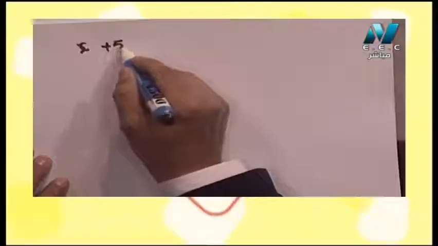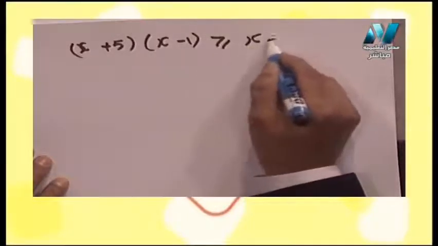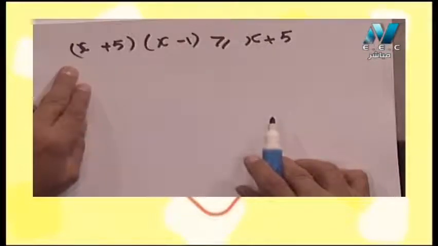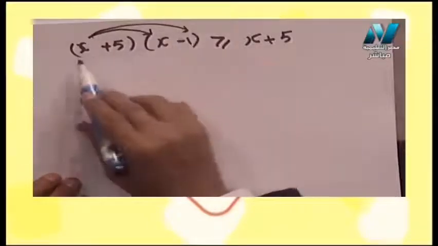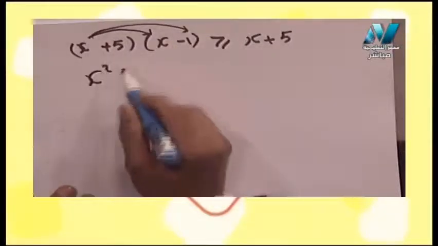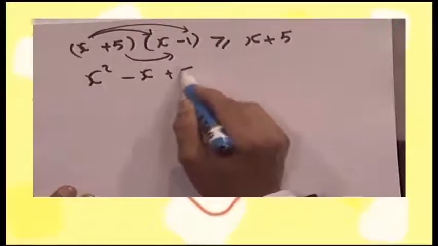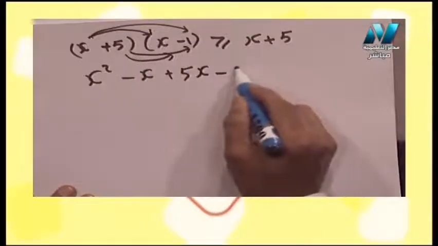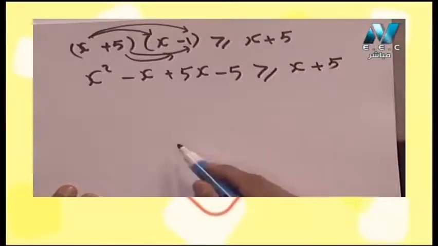And if we try to solve another inequality like that, if we have x plus 5 multiplied by x minus 1 greater than or equal x plus 5, it's a little bit complicated, but we know that we have to expand this part. x multiplied by x equals x power 2. x multiplied by negative 1 equals negative x. 5 multiplied by x equals 5x. And 5 multiplied by negative 1 equals negative 5. Greater than or equal x plus 5. And we would like to simplify it.